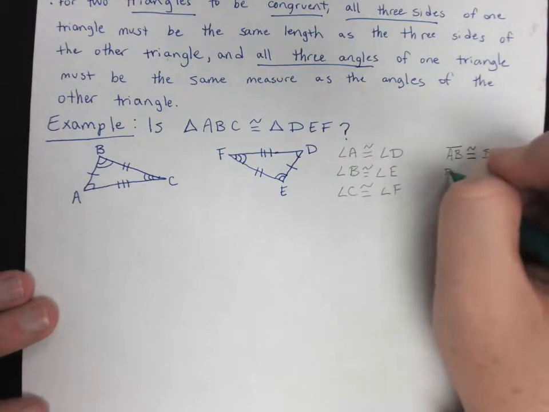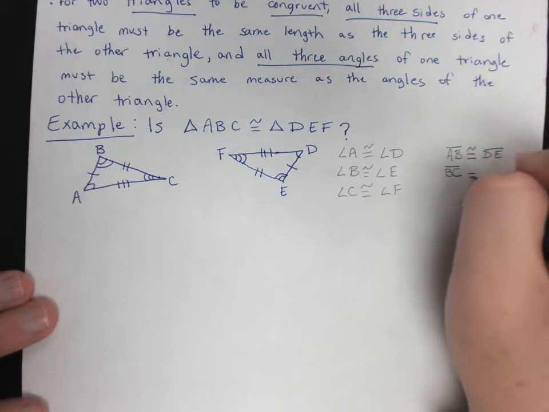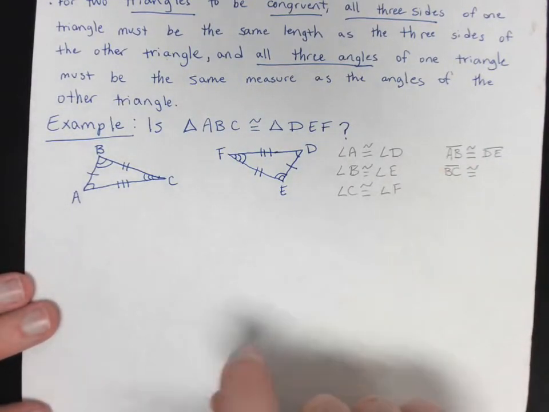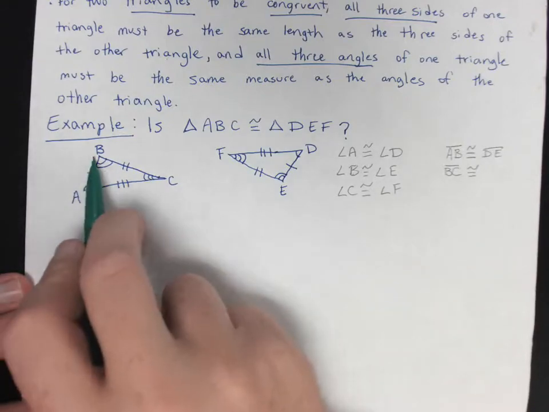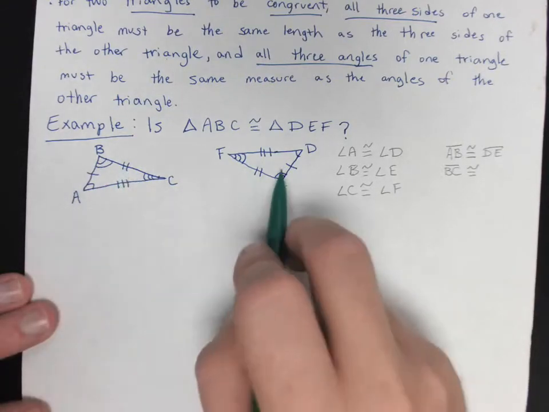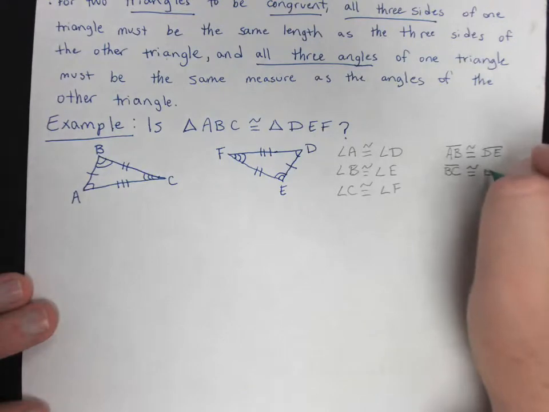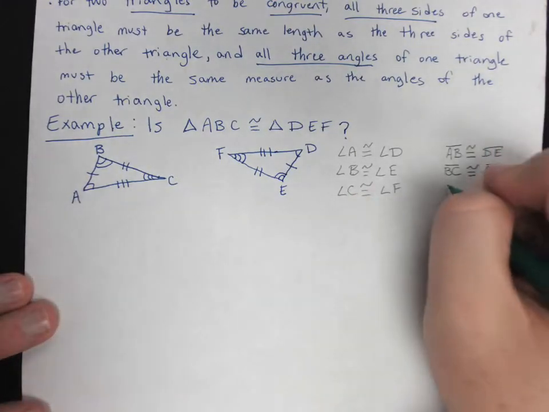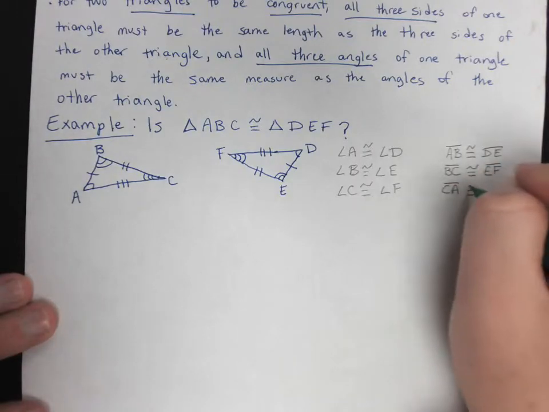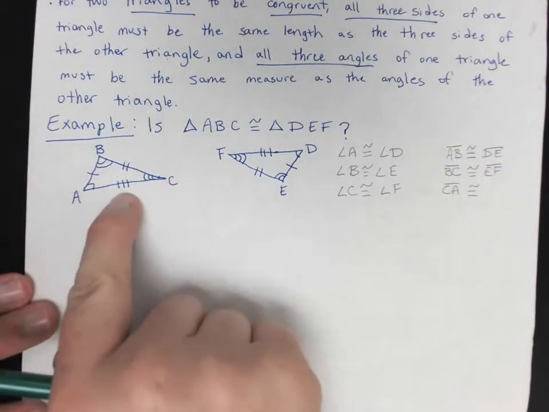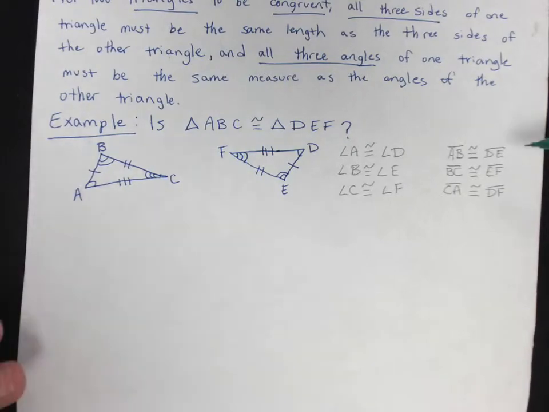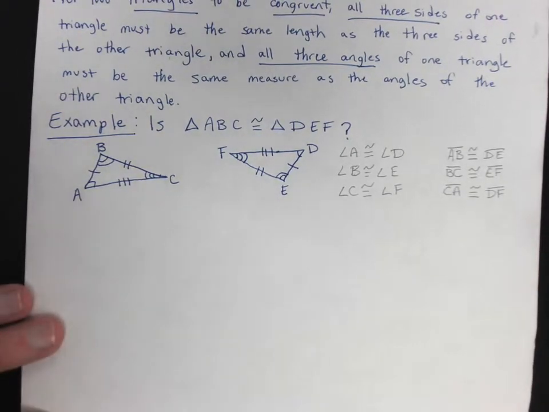Now let's go to BC. Notice I'm putting the line segment over it because I'm using congruent. If I didn't use that line segment, I'd be saying the distance from B to C. B to C is 2 hashes, and notice E to F is also 2 hashes. And then last, let's come back to A. So CA. Is CA congruent? Let's see. CA is 3 hashes, and FD or DF is congruent. Doesn't really matter which order you put them in. Remember, the order on a segment does not matter.